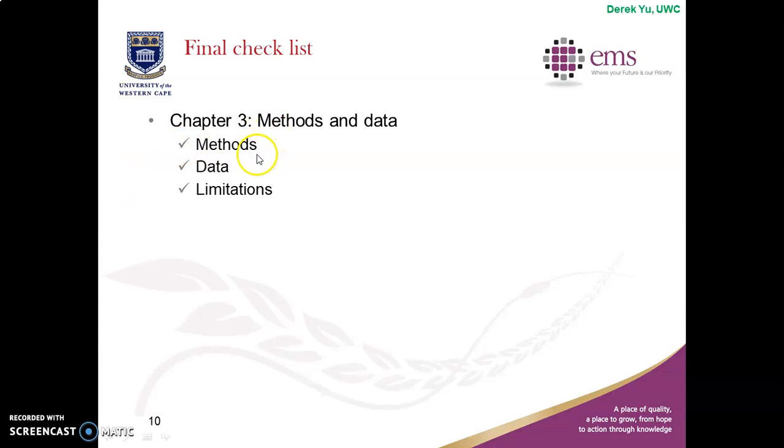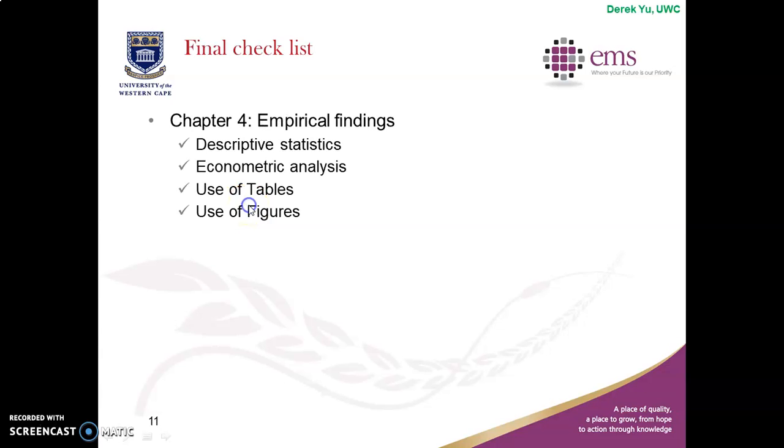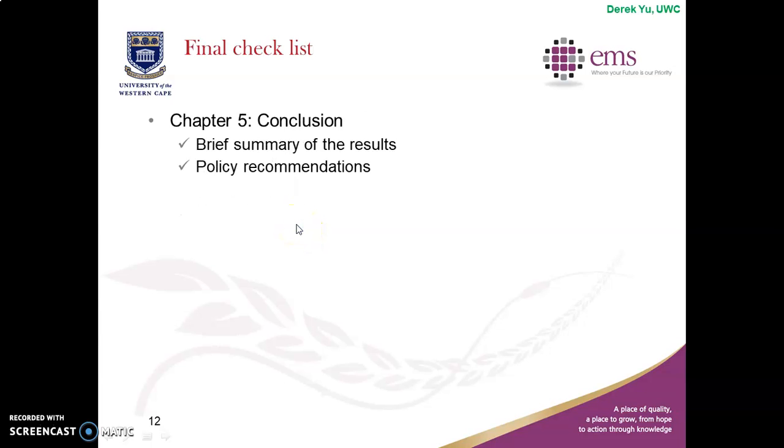Methods and data, chapter 3. Remember methods, data, and if possible, if there's a need, then have the limitations section. Empirical findings, the two key sections, descriptive statistics and econometric analysis, in case you have to run regressions. And then I talked about the use of tables, use of figures before. Conclusion, brief summary of the results. Be brief, okay? And policy recommendations, even suggestions for further research in future.